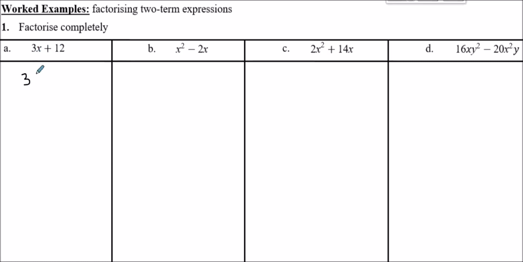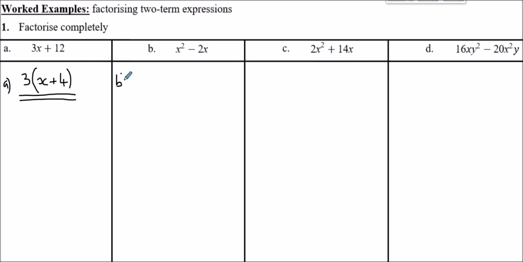Once you've written down all the common factors, we then put the brackets in. We want to end up with 3x. We've got a 3. What do we need to multiply 3 by to get 3x? Obviously that's just an x. Plus, so put a plus. We've got a 3, we want 12, so we need to multiply this 3 by 4. So the first one is 3 lots of x plus 4.